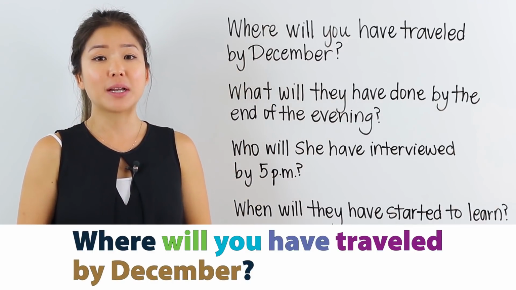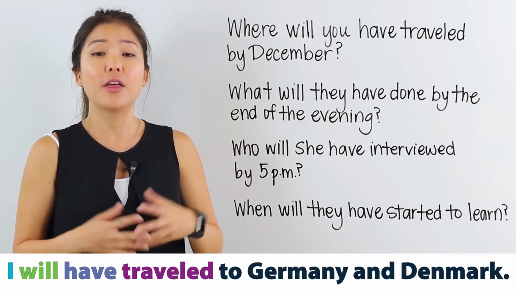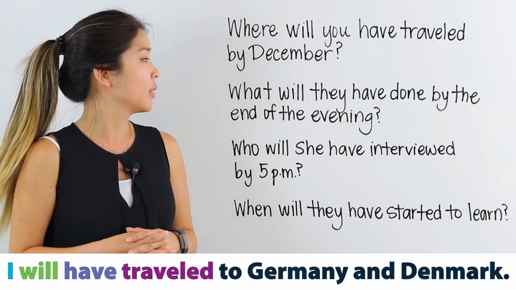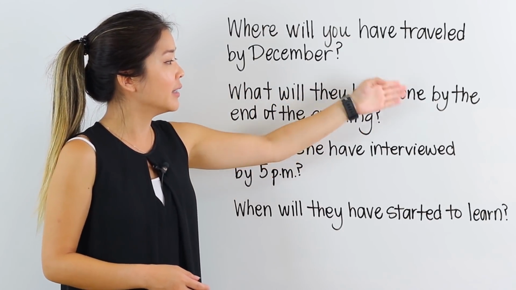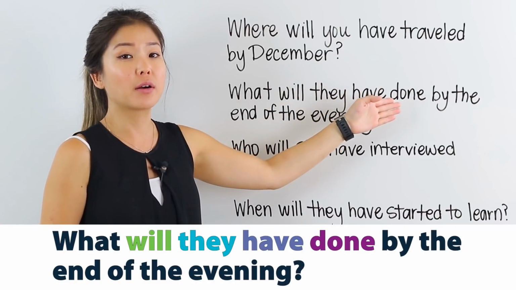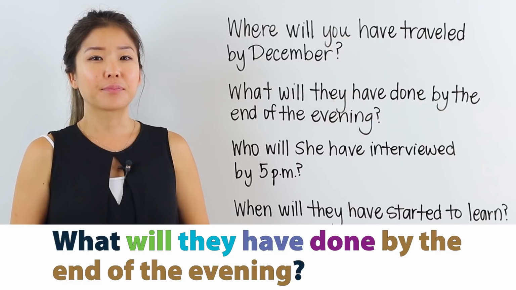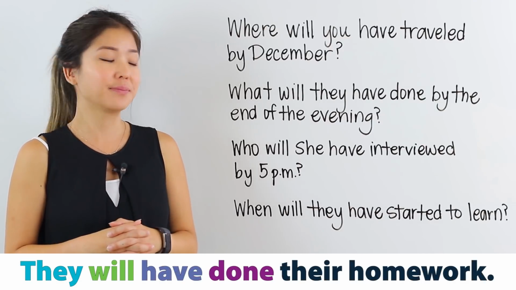I can answer by saying I will have traveled to Germany and Denmark. There are many possible answers here, and this is just an example. The next question says, what will they have done? Done is the past participle of do, by the end of the evening. I can answer by saying they will have done their homework.